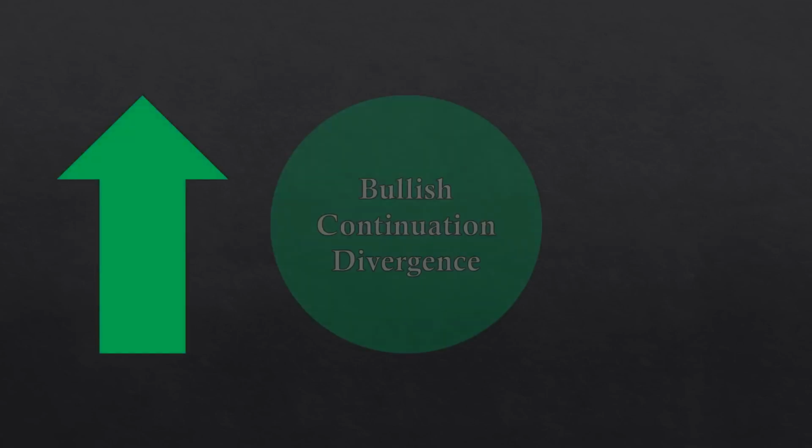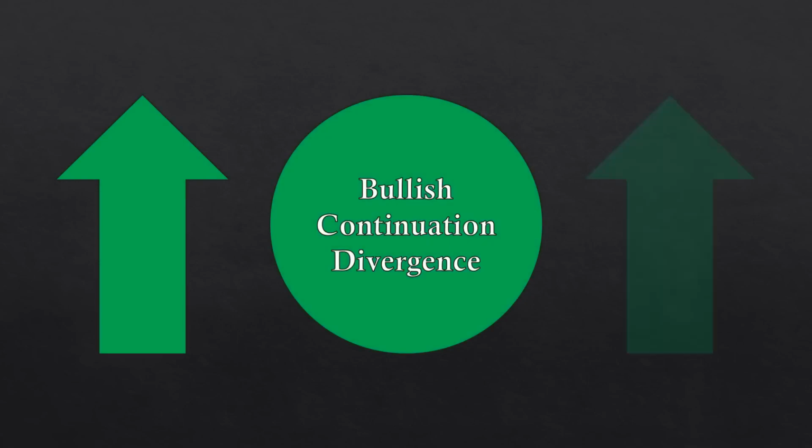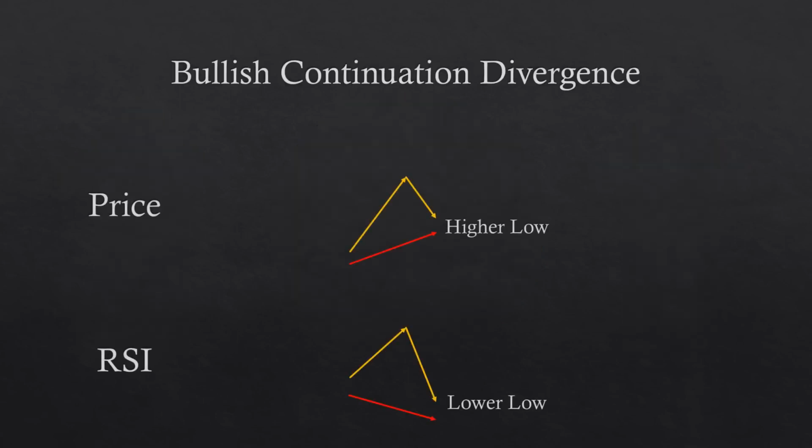In a bullish continuation divergence, price will be going up, then a continuation divergence will appear to signal a continuation in the upward price movement. For the continuation signal, we look at the lows and ignore the highs. A continuation divergence will appear when price creates a higher low while the RSI is creating a lower low.